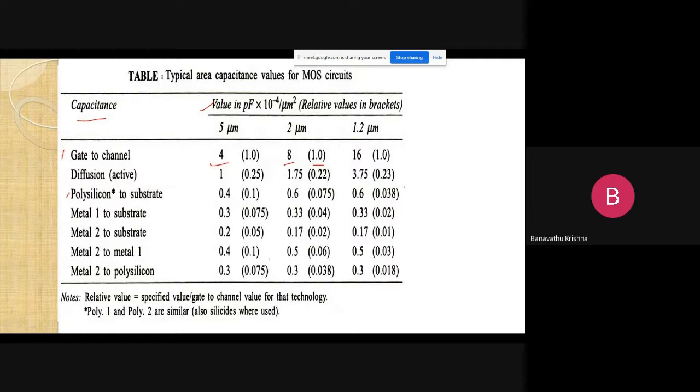Similarly, polysilicon with respect to substrate, metal 1 to substrate, metal 2 to substrate, metal 2 to metal 1, and metal 2 to polysilicon. Between these layers, with respect to the substrate and with respect to metal 1, metal 2 and polysilicon, there are capacitance properties. Then only can I calculate the standard capacitance values, that is, the area capacitance of layers. These are predefined values. You must remember these values for various technologies.